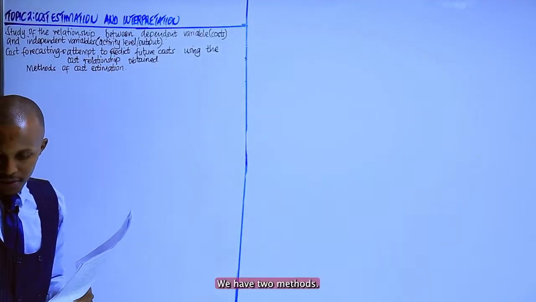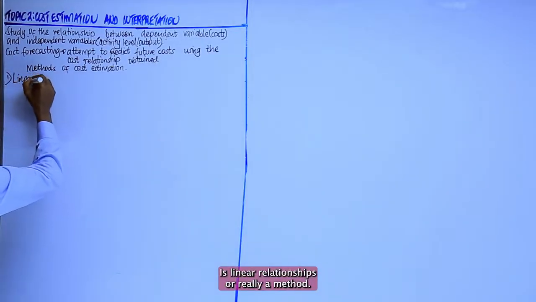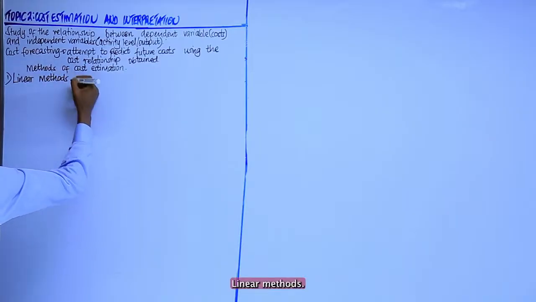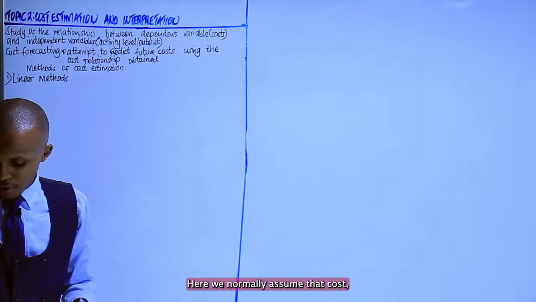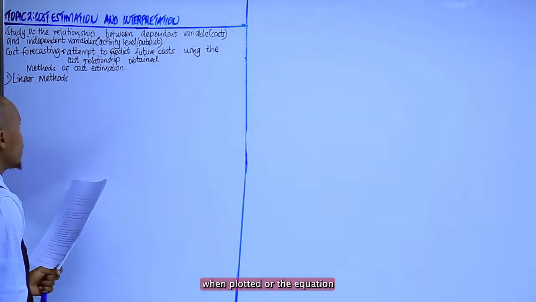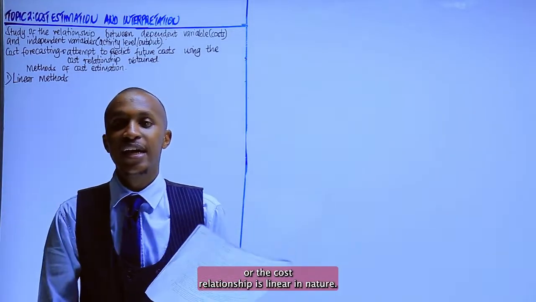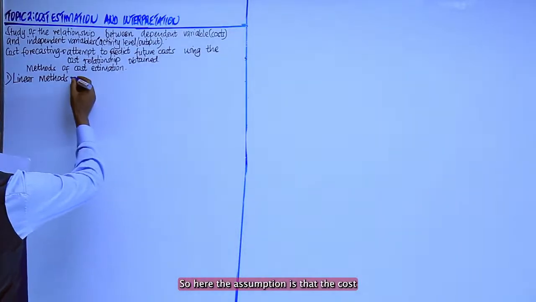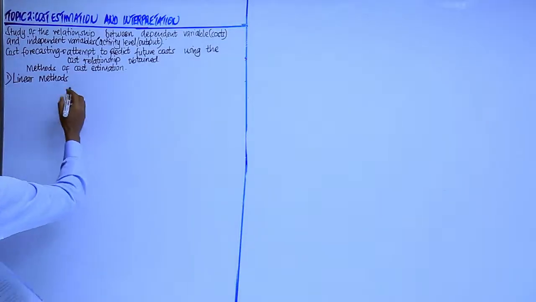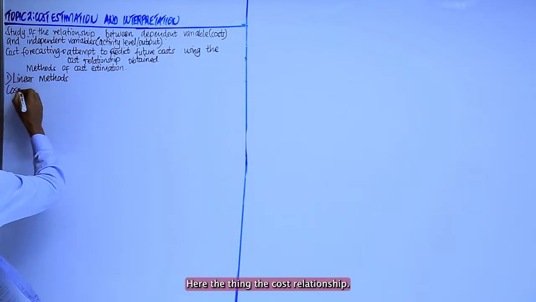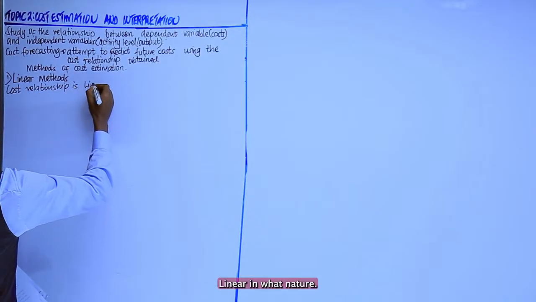We have two methods. The first method is linear relationships or linear methods. Under linear methods here, we normally assume that the cost relationship, when plotted or as an equation, is linear in nature.